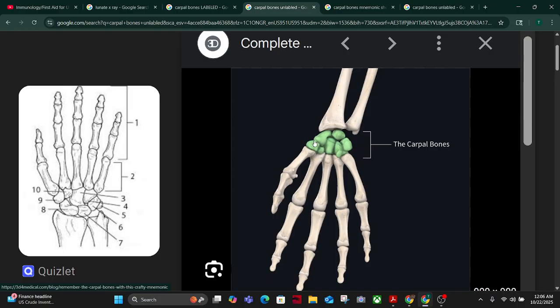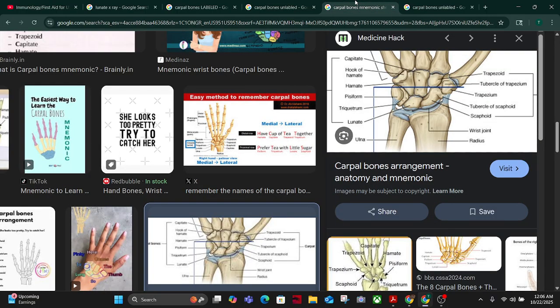So we have trapezium. Then we have the trapezoid. She looks too pretty. Try to catch her, capitate. Try to catch her. And then hamate. Hamate is this one. So whichever way they reverse it, you should be able to identify the bones. You should be able to identify the carpal bones, all the time.